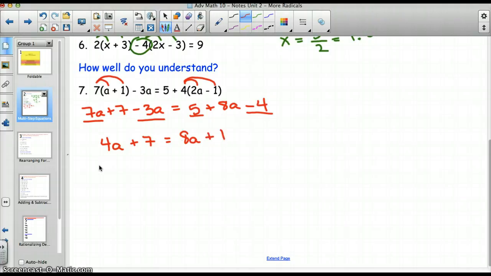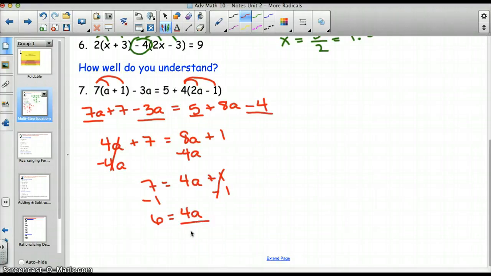Since my 8a is bigger, I'm going to subtract the 4a. That cancels. 7 equals 4a plus 1. I now need to get the a by itself, so I'm going to subtract 1. That cancels. And now I need to divide by 4. So when I simplify that, I get 3 over 2 equals a. Or once again, if you did it in the calculator, you would get 1.5.